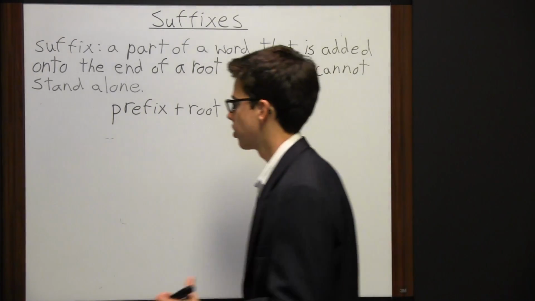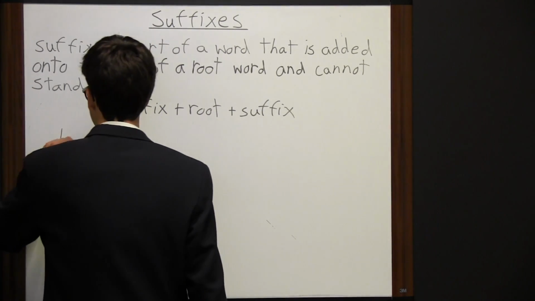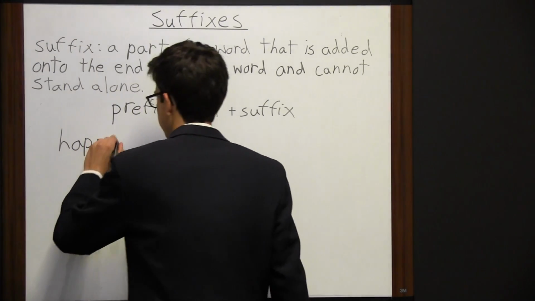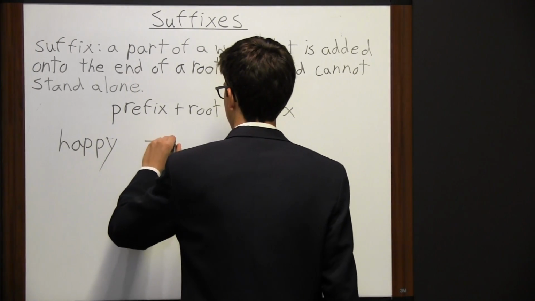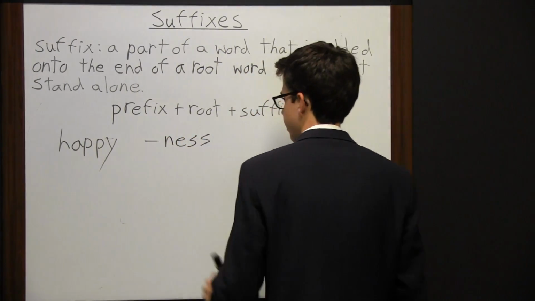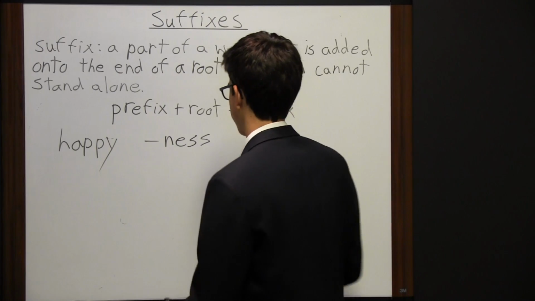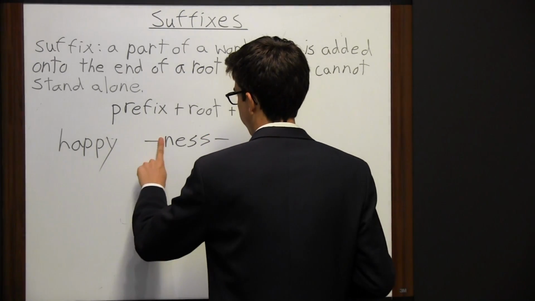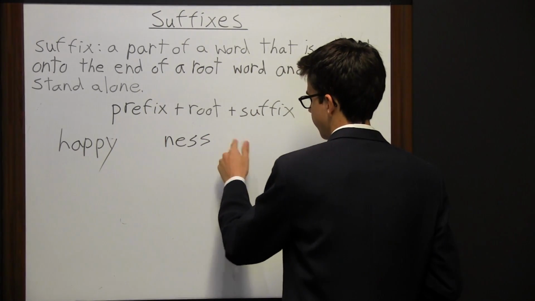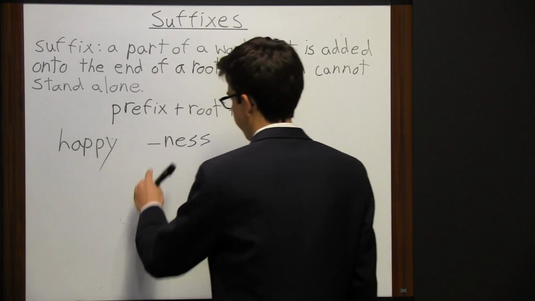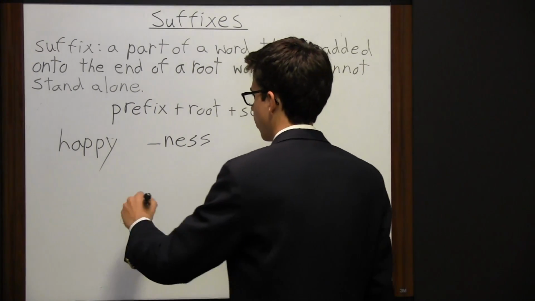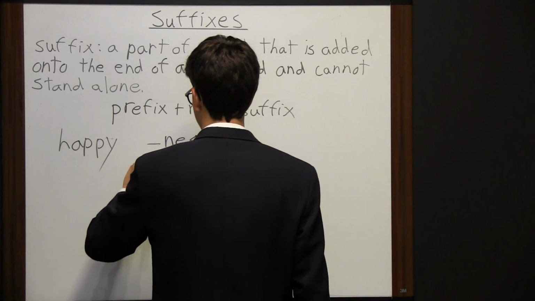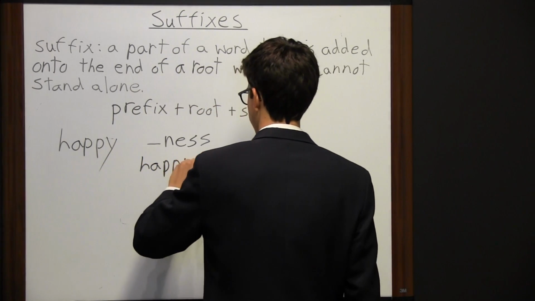So we have the word happy. Now we also have a suffix, which is N-E-S-S. Now this line right here means that it's a suffix. If the line was after the word, it would mean that it's a prefix. But right here, this means it's a suffix, meaning the root word comes before it. So now if we combine happy and ness, we get the word happiness.